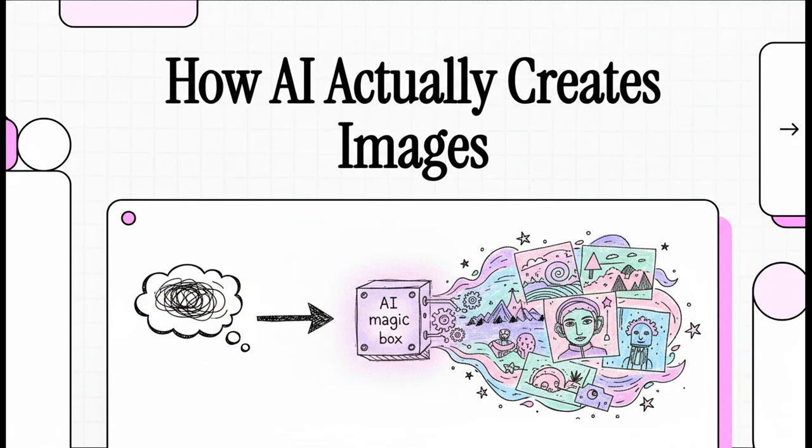Have you ever typed some totally wild phrase into an AI image generator and just been floored by what it spits out? You know, something like a corgi riding a rocket into a nebula made of cheese. It feels like straight up sorcery, right? But it's actually this incredible dance between chaos and order. So let's pull back the curtain and see how the magic really happens.